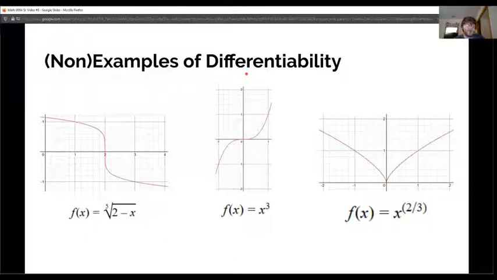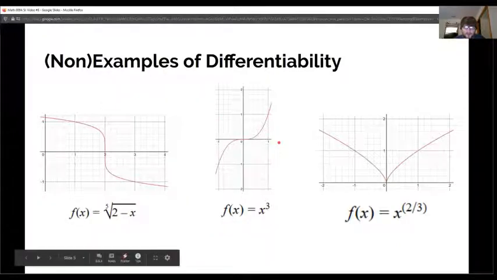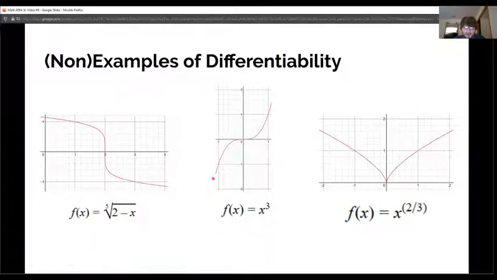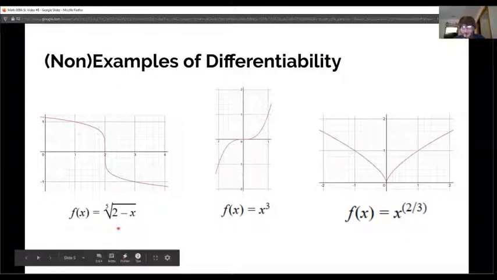So let's look at some examples and some non-examples of differentiability. So let's start off in the middle. This is an example of a differentiable function because we can draw along and we never have to pick up our pencil. So that tells us it's continuous. And there's no point where we're not differentiable, where that previous limit we looked at doesn't exist. But let's look at some examples here. So like this one, f of x is equal to the fifth root of 2 minus x.